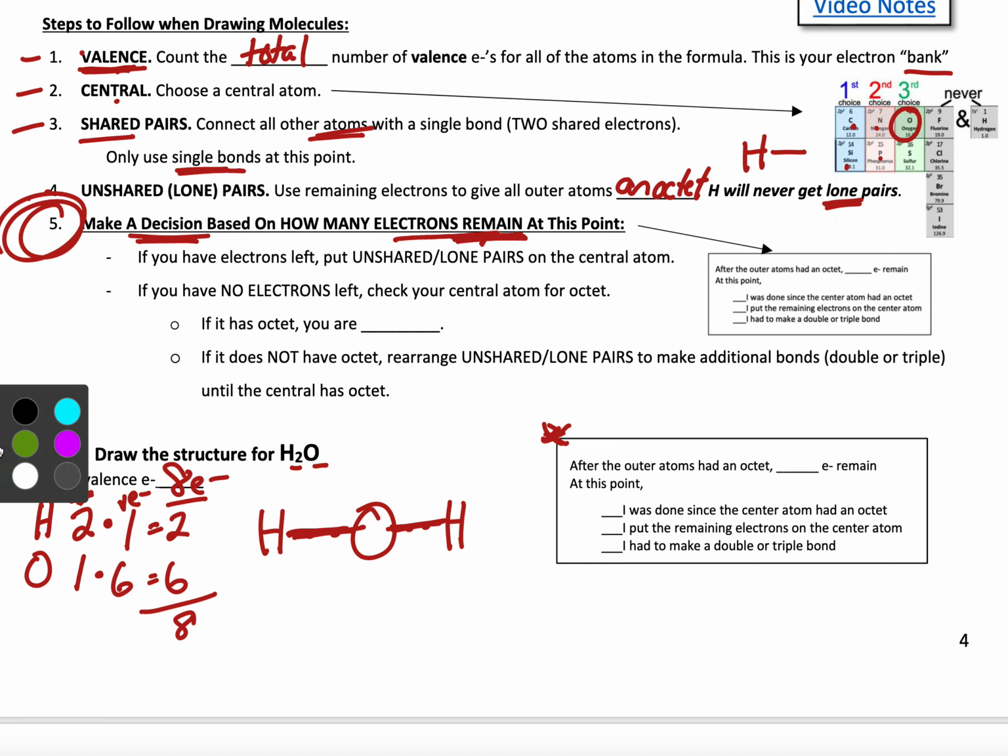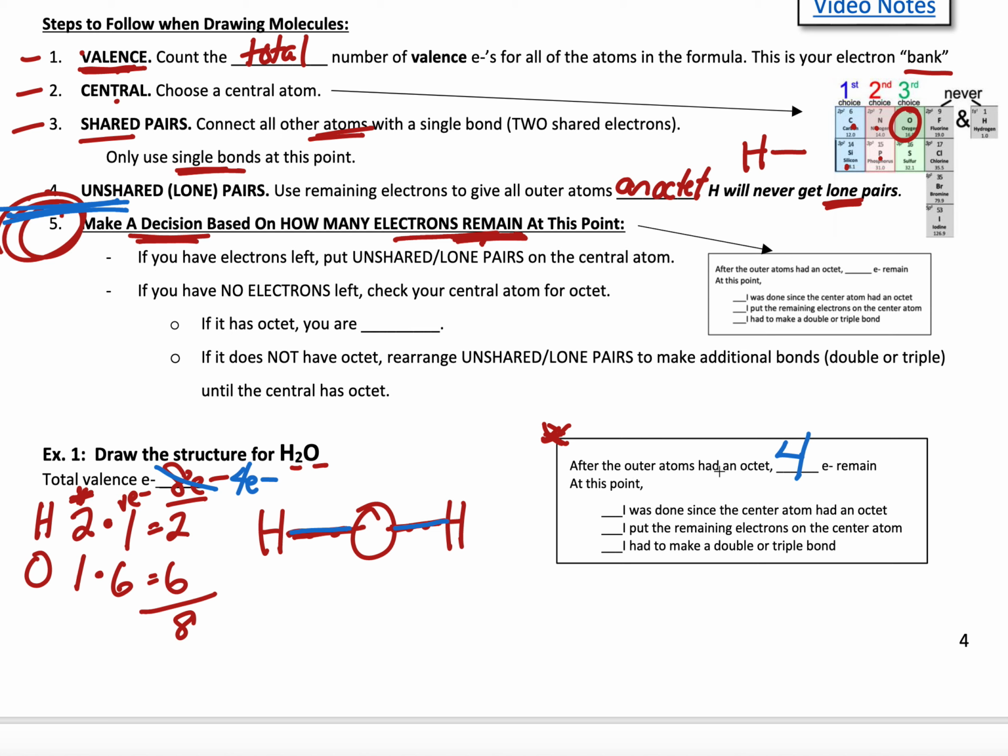So, let's take a look at what we've done so far. We know we had 8 total. There's 2 over here and 2 over here. 2 plus 2 is 4. We have 4 electrons in our diagram. We started with 8. We used 4. So 8 minus the 4 that we used leaves us with 4. So we've done everything up to this point, and we have 4 electrons remaining. That's what you're always going to put here.